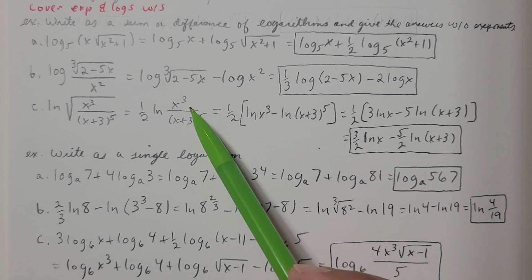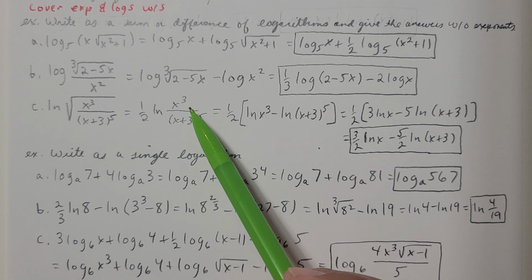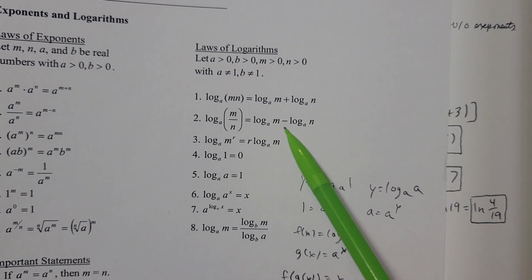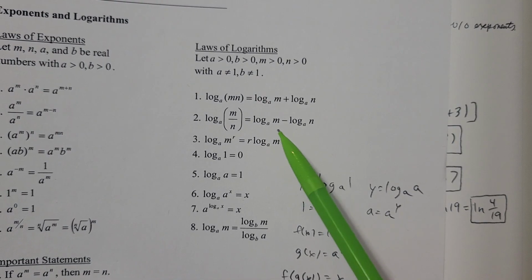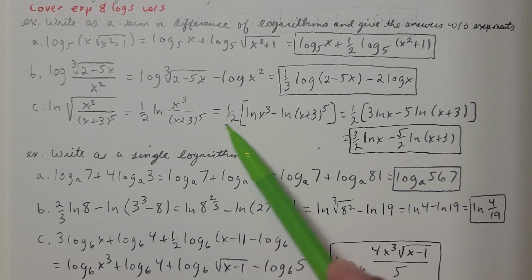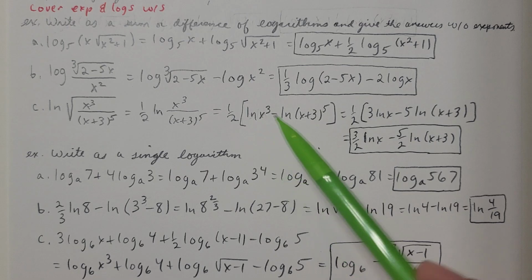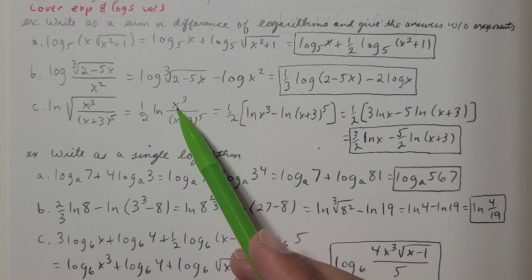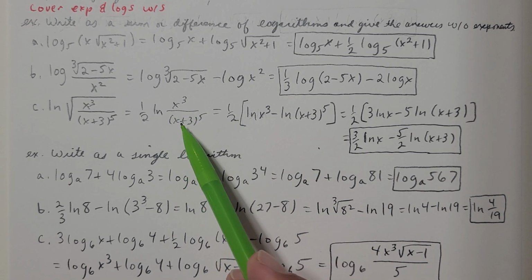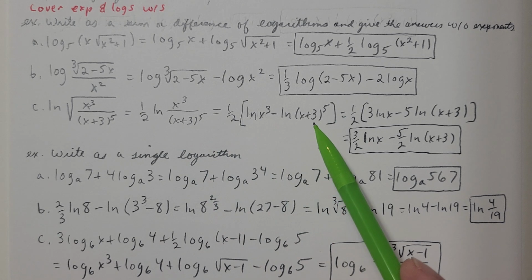I'm dividing these inner terms, so let me use law 2. That says I can split this into 2 logarithms where I'd be subtracting them. The 1/2 has to stay in front. So I got 1/2 times the quantity ln of x cubed minus ln of x plus 3 to the 5th.